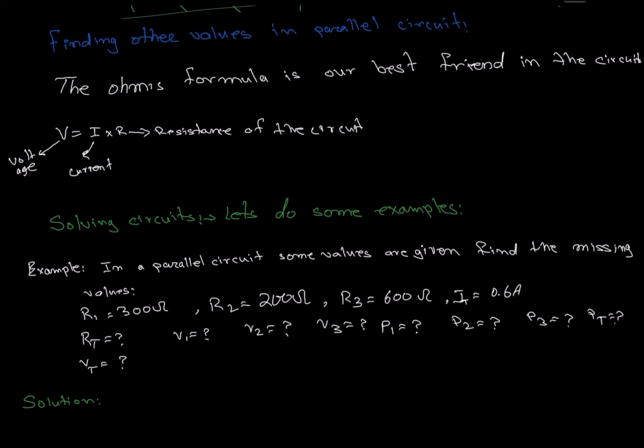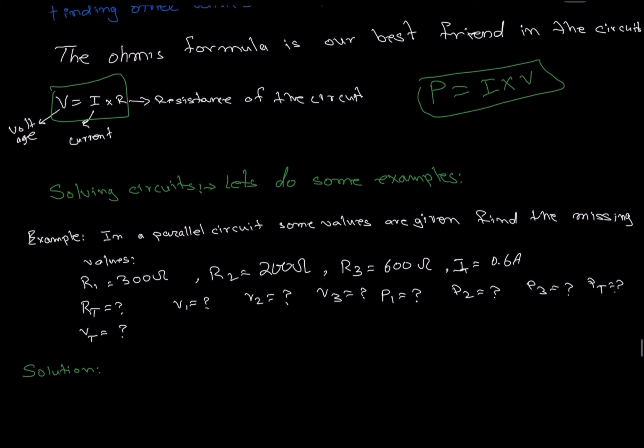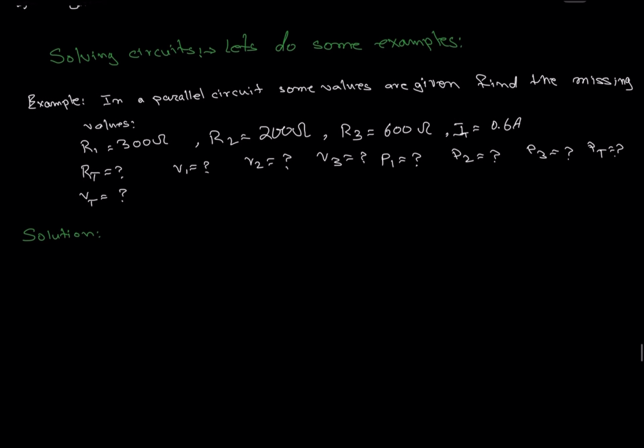Okay, so I said Ohm's formula is your best friend here, because we will use it. We will use Ohm's formula and the power formula, which is P equals I times V, the current multiplied by the voltage. This formula will be our best friend. Let's do some examples here.